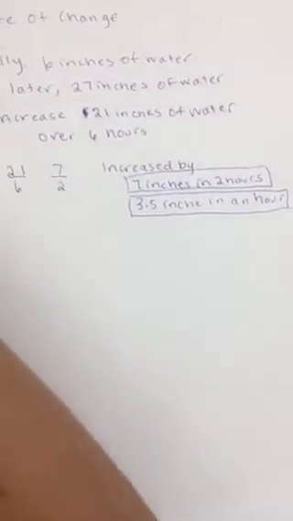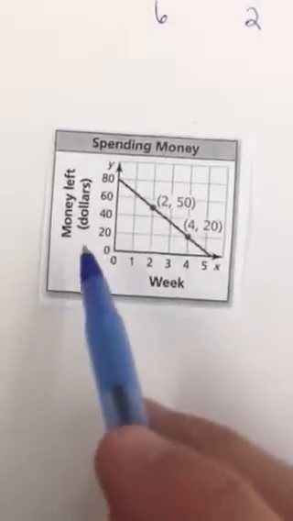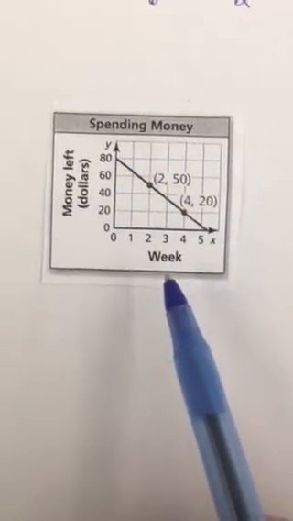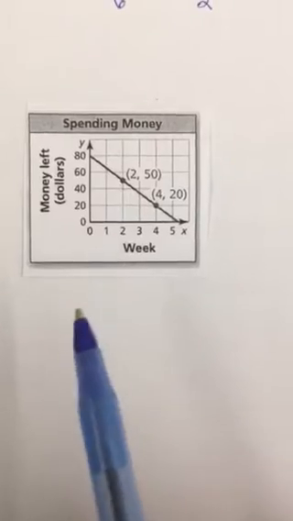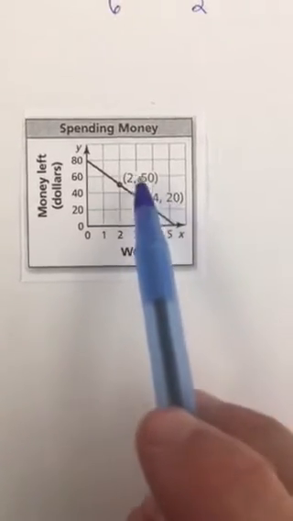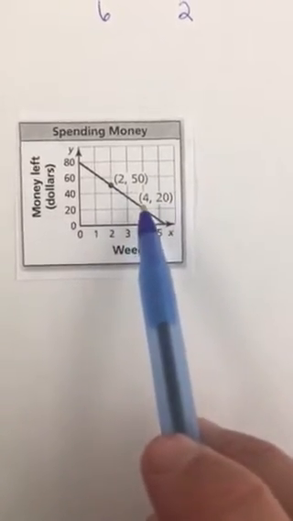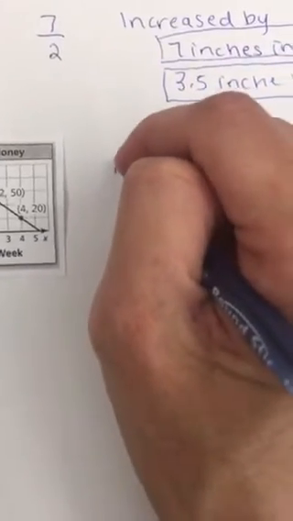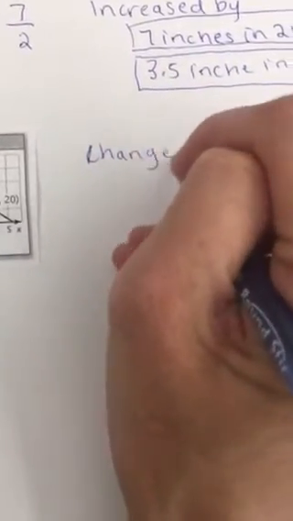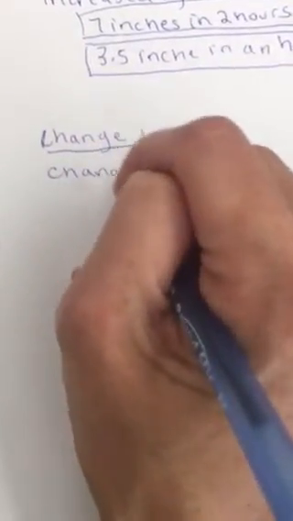Rate of change can also be decreasing. I want you to take a look at this graph. So this graph is showing me the money I have left when I'm spending money every week. And I want to know what is the rate of change. So what I can do is find the change in these secondary values and compare them to these first values. So rate of change is always the change in your y values compared to our change in our x values.